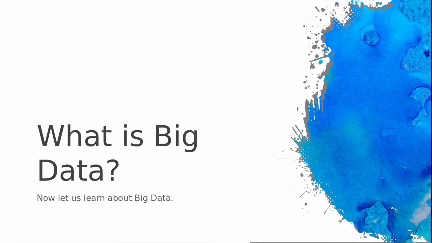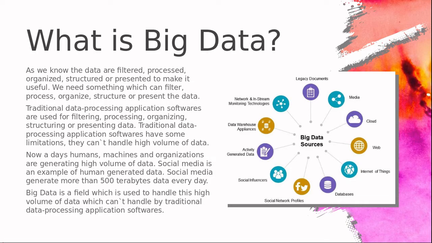Now let us learn about big data. What is big data? As we know, data are filtered, processed, organized, structured, or presented to make them useful. We need something which can filter, process, organize, structure, or present the data. Traditional data processing application softwares are used for filtering, processing, organizing, structuring, or presenting data.